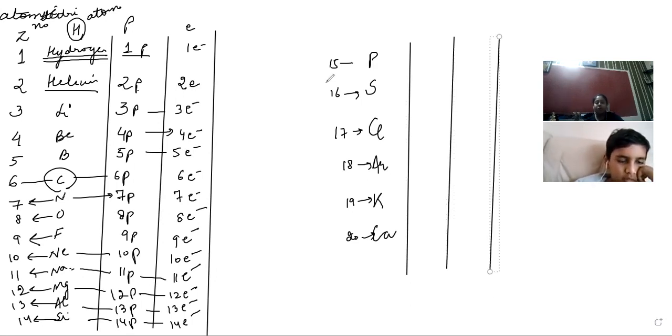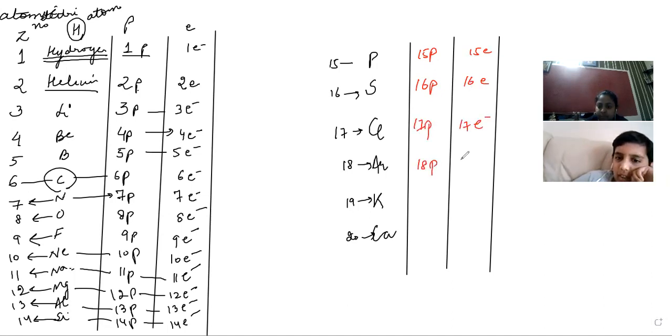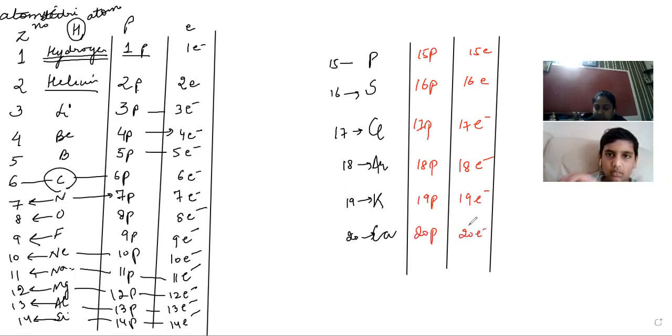Where do these protons reside in an atom? These protons reside in the nucleus. And where do these electrons reside? Outside the nucleus. Very good. Do you understand?